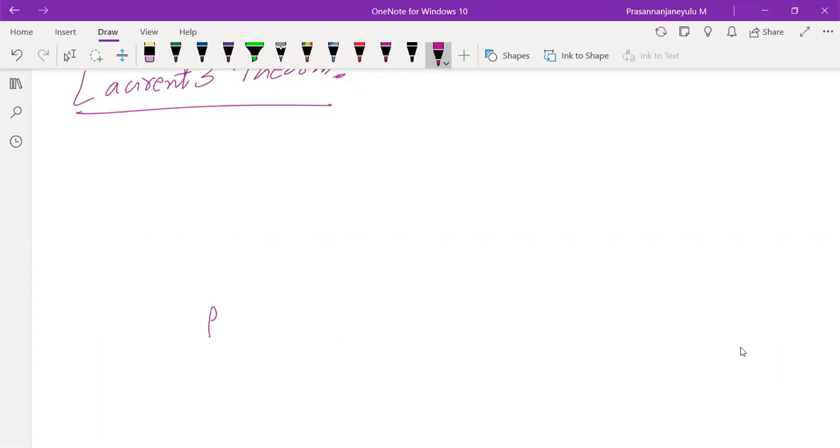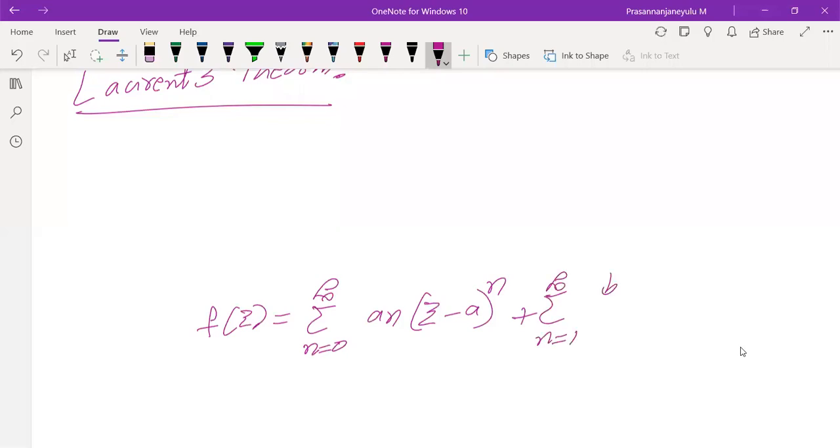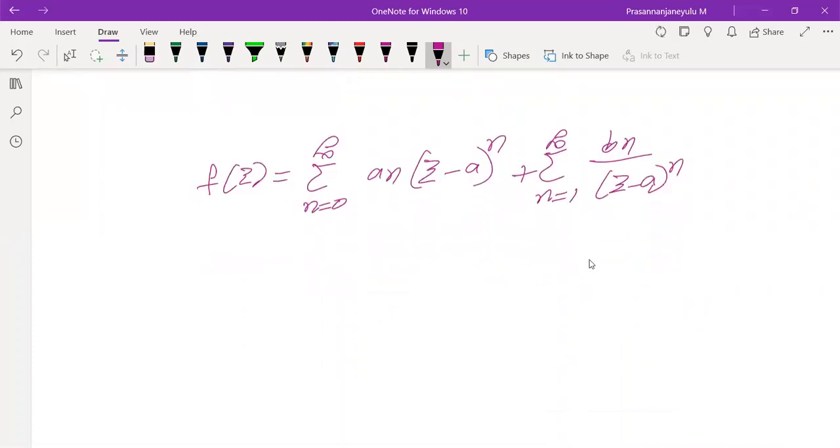f of z equals summation n varying from 0 to infinity a_n into (z minus a) whole power n, plus summation n varying from 1 to infinity b_n by (z minus a) whole power n. I'll tell you what the difference between that one and this one is. So wait for a few more minutes. We are not going to concentrate much on these formulas, but I will try to explain them clearly later.